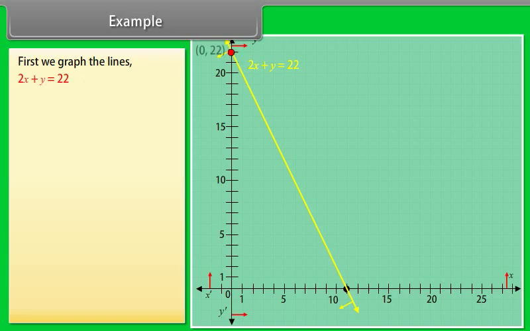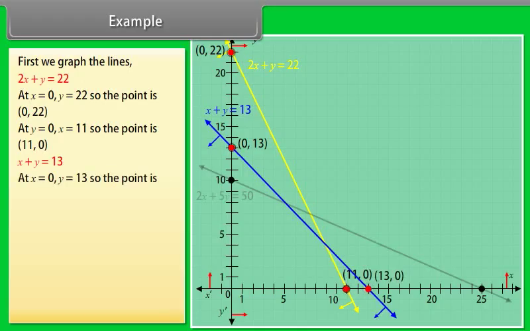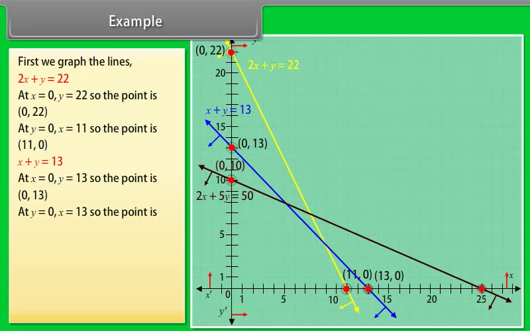2x plus y is equal to 22. At x is equal to 0, y is equal to 22. So, the point is (0, 22). At y is equal to 0, x is equal to 11. So, that point is (11, 0). X plus y is equal to 13. At x is equal to 0, y is equal to 13. So, the point is (0, 13). At y is equal to 0, x is equal to 13. So, the point is (13, 0).